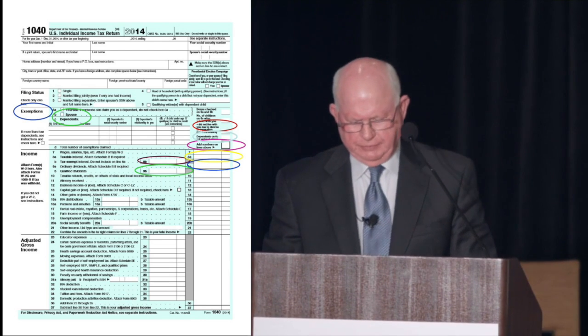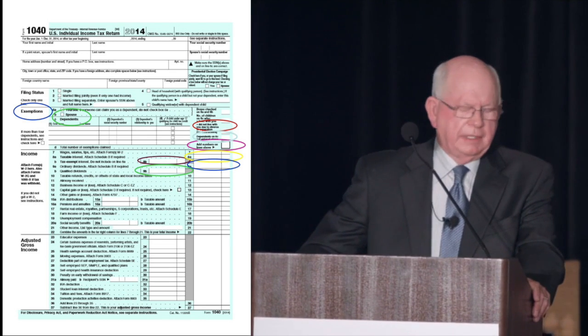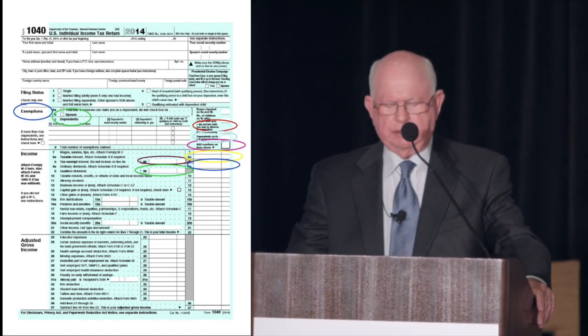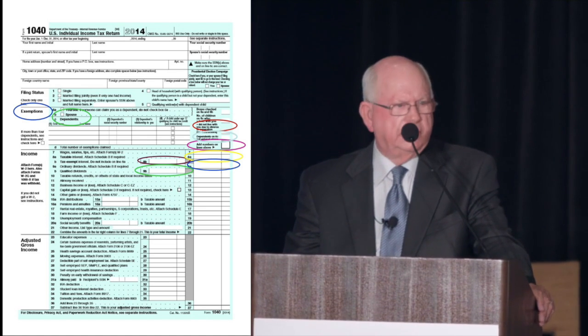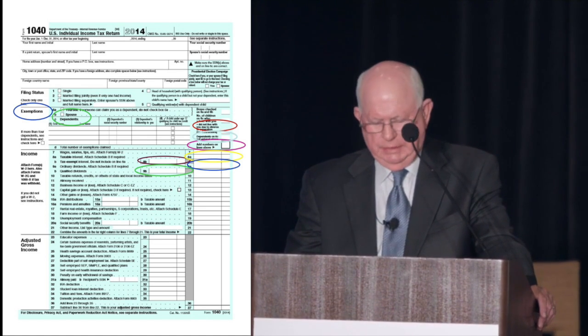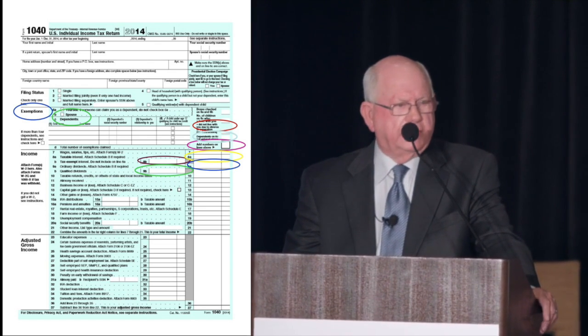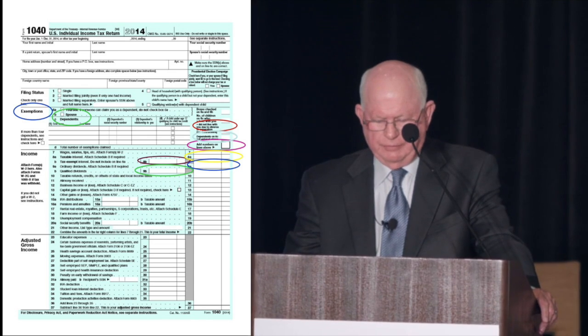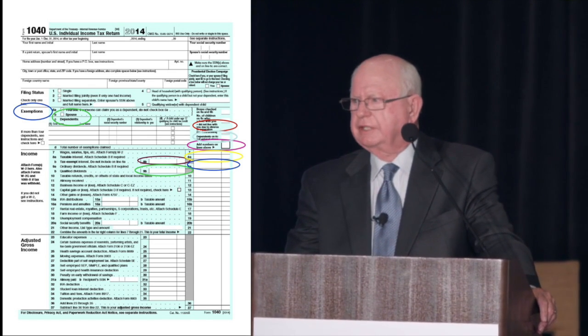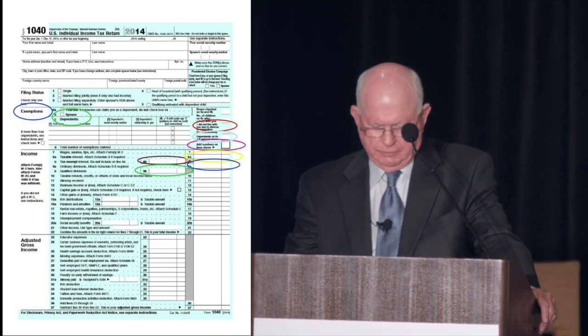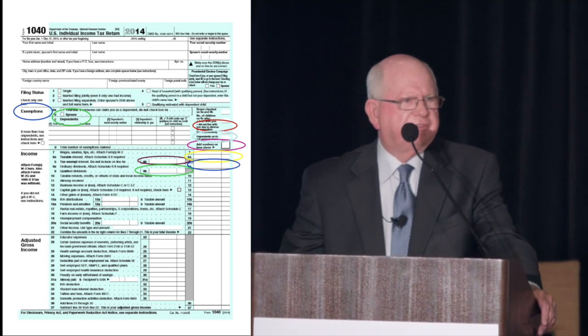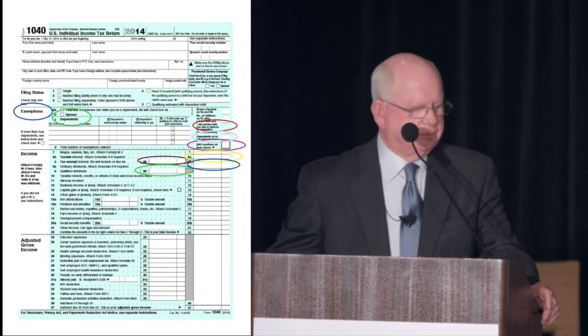Also look for other dependents on line 6C. Is there an elderly parent being claimed as a dependent? If so, then this taxpayer is acutely aware of the care required for an elderly parent or other family member and could be an excellent prospect for long-term care insurance. Perhaps this dependent is a special needs child.